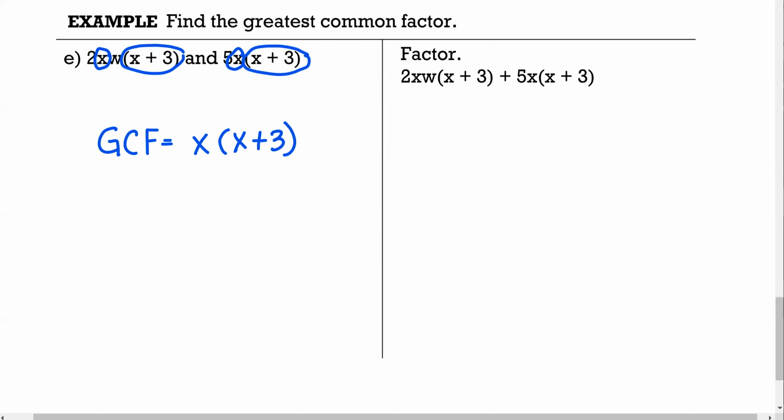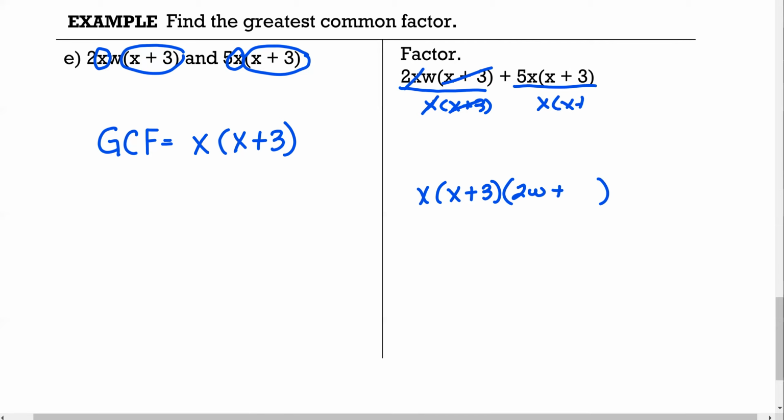So if we consider this as an expression, 2xw times the quantity x plus 3 plus 5x times the quantity x plus 3. If our GCF is x times the x plus 3, then I'm going to divide by that in the first part. And so the result is going to be 2w plus, and then the second part, divide by x times the x plus 3. That leaves us with 5. And there we are, completely factored.